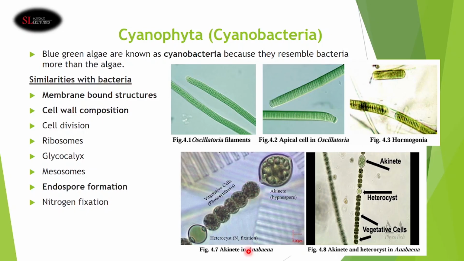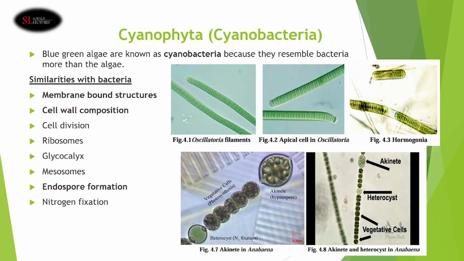This Anabaena has formed akinetes. Anabaena is an example of cyanobacteria. You can see akinetes here, you can see heterocysts, and you can see vegetative cells. And remember, we said akinetes are formed when vegetative cells are converted into spores. This is an illustration to show us homogonia. This is an example of Oscillatoria, showing Oscillatoria filaments.